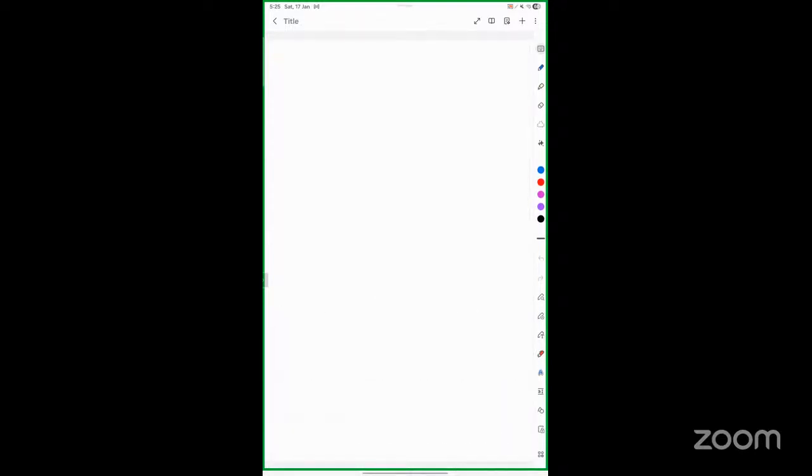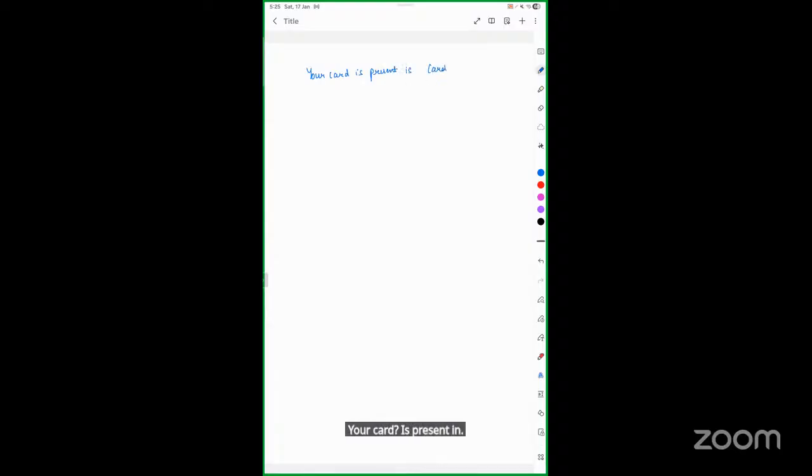So your card is present in card 1, card 3, and card 4. And there are a total of 4 cards.